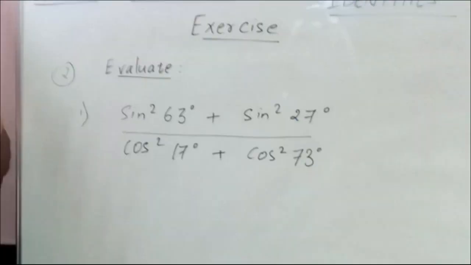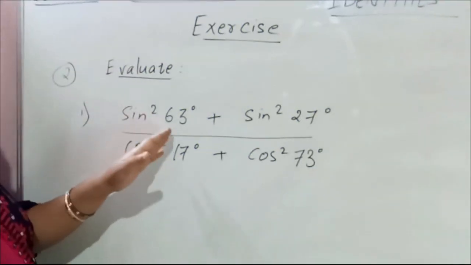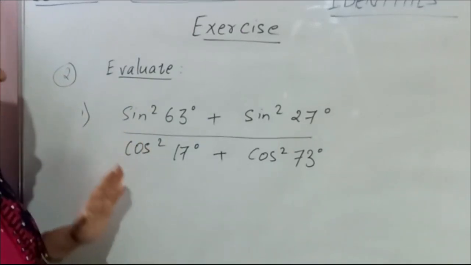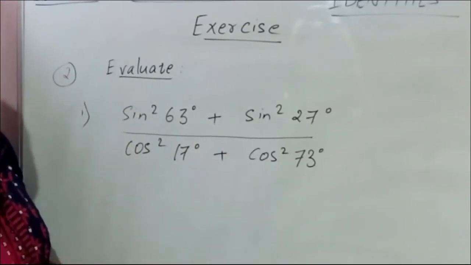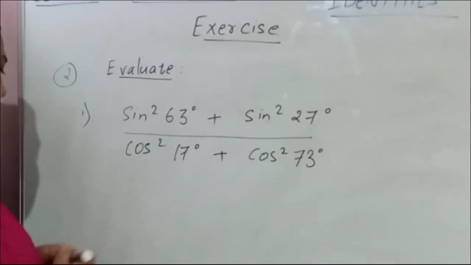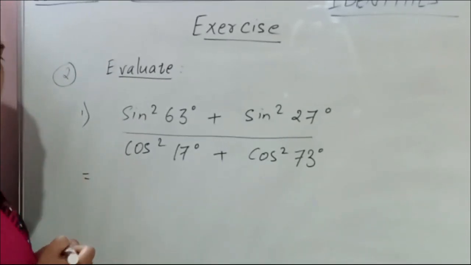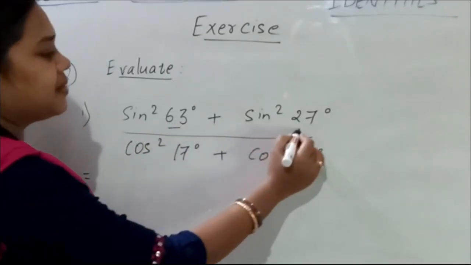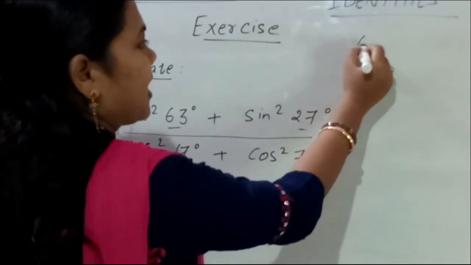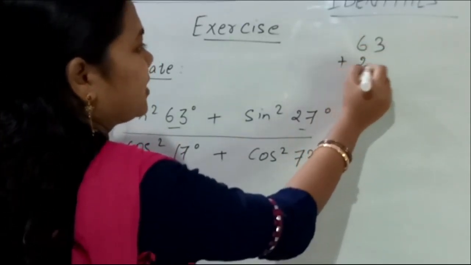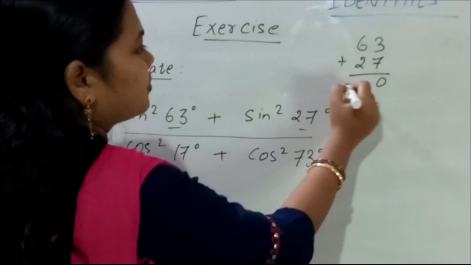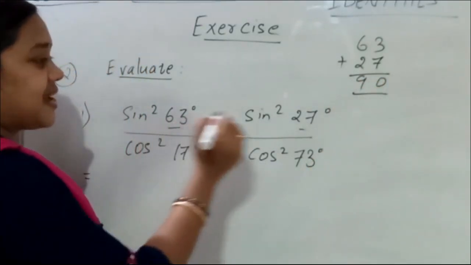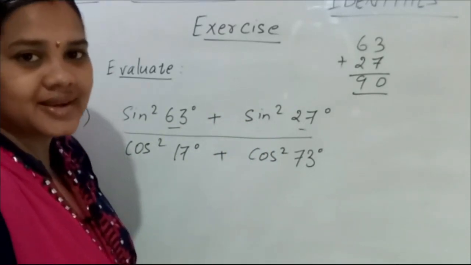The next question is: evaluate (sin² 63° + sin² 27°) divided by (cos² 17° + cos² 73°). Okay children, so to solve this type of question, what to do? If you see properly the angles 63 plus 27, how much? 90. It means 63 and 27 are complementary angles.